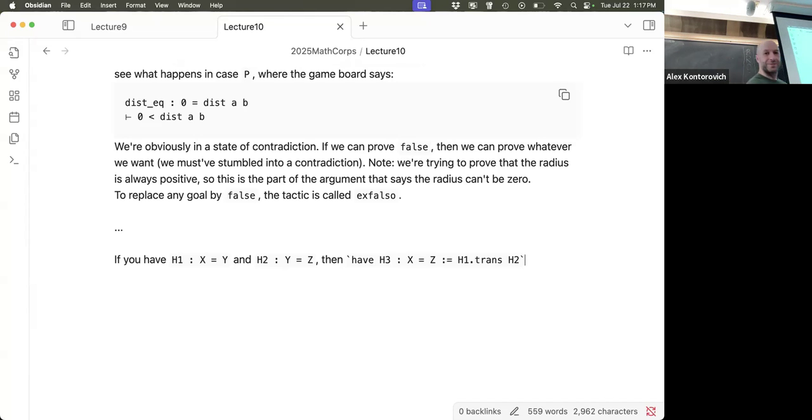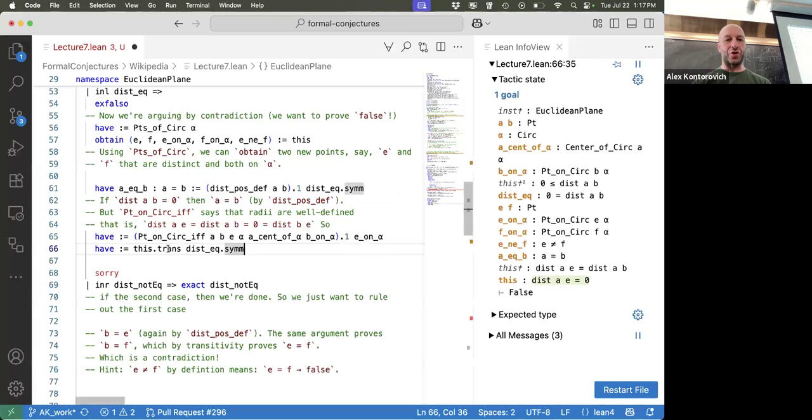Okay, does that make sense? So the trans is zippering together what used to be these two distances, and it's going to apply transitivity to this, but symmetry. So that the dist AB and the dist AB are eaten, and all I get is that dist AE is equal to 0.